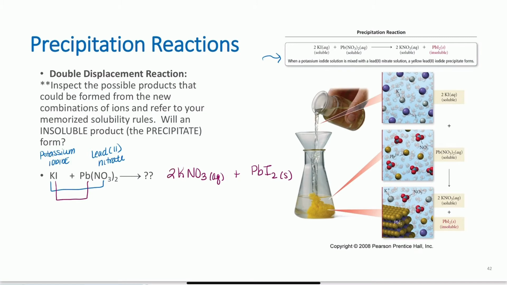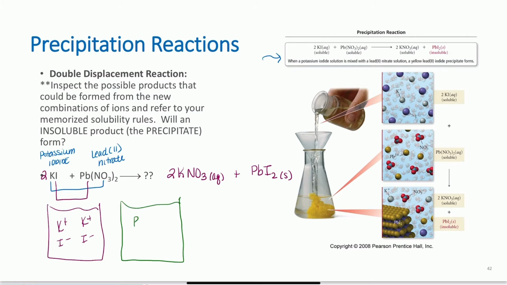I do need to balance my reaction. Now it's balanced. So in solution, I've got a solution of K plus and I minus. I've got a solution of lead 2 plus and nitrate ions floating around.